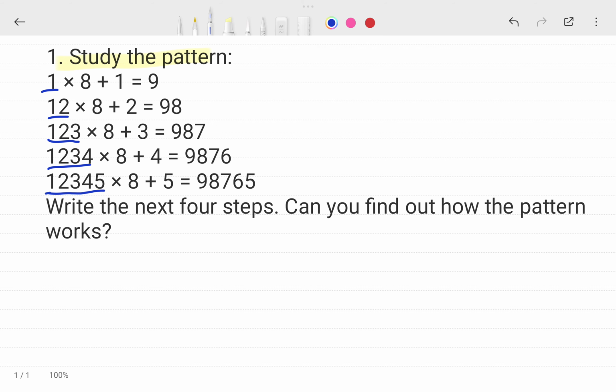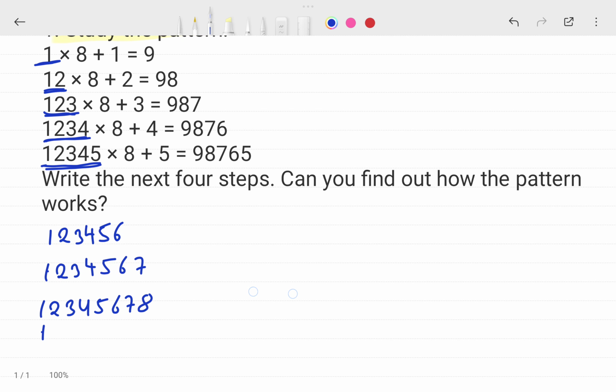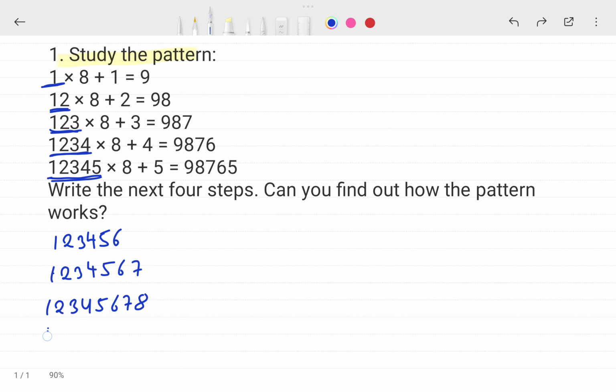Here we have 1 2 3 4 5. Then the next will be 1 2 3 4 5 6, then next 1 2 3 4 5 6 7, then 1 2 3 4 5 6 7 8, and the next will be 1 2 3 4 5 6 7 8 9. Now if you observe, this pattern is over.